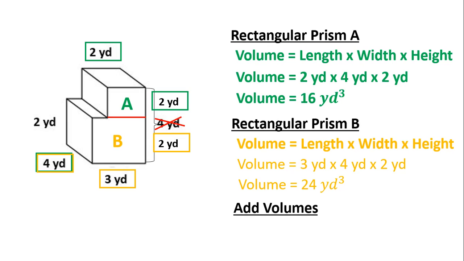So now we can add these volumes together. 16 cubic yards plus 24 cubic yards is 40 cubic yards. The volume of this composite figure is 40 cubic yards.